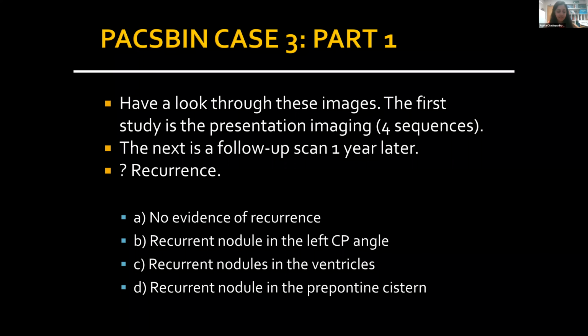The next study is a follow-up scan done a year later. Have a look and decide, do you think there's any recurrence on this scan? Answer A, no recurrence. Option B, you can see recurrence in the left CP angle. Option C, you can see nodules through the ventricles. And option D, you can see a nodule sat in the prepontine cistern. Pop your answers into the chat box and I'll give you a minute to look through this.